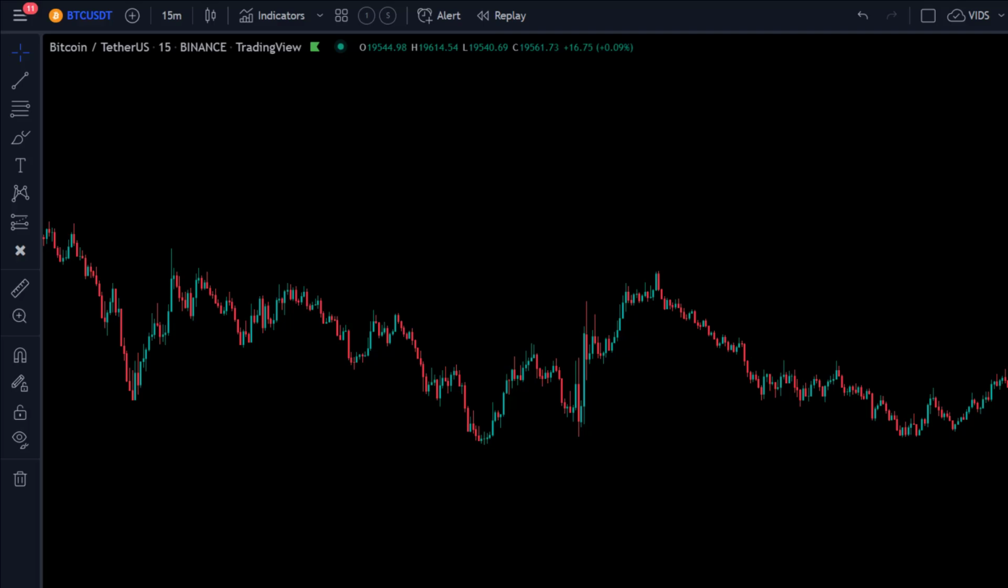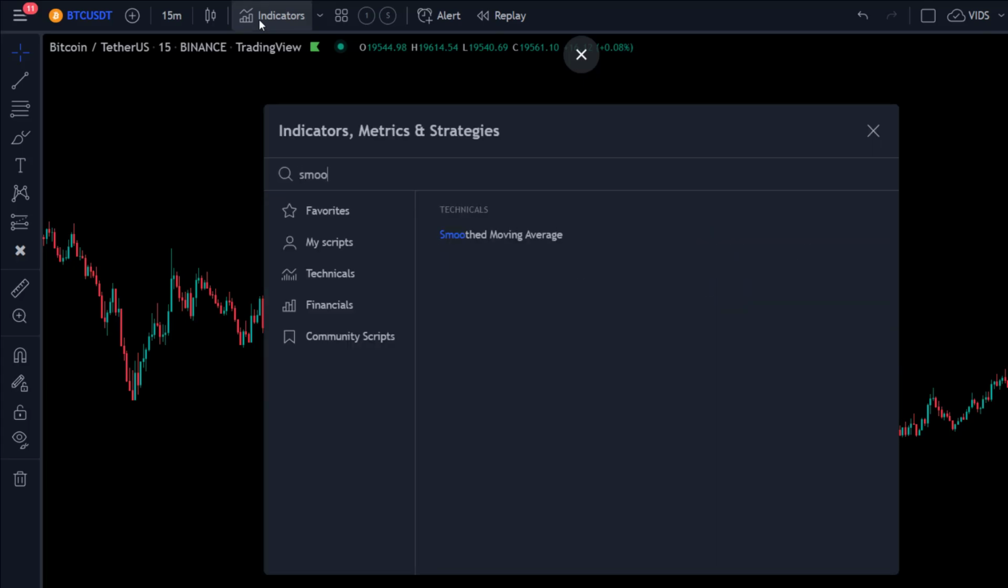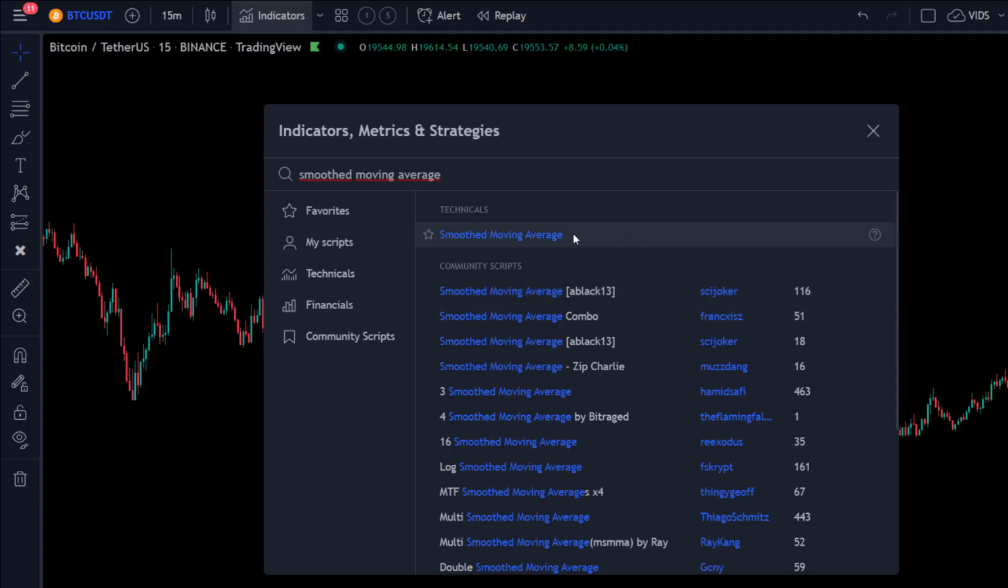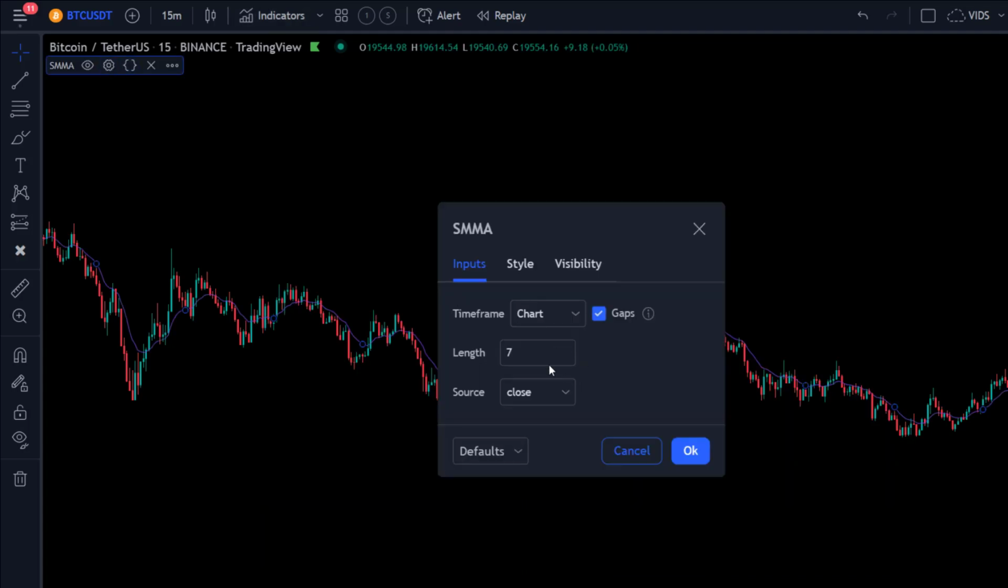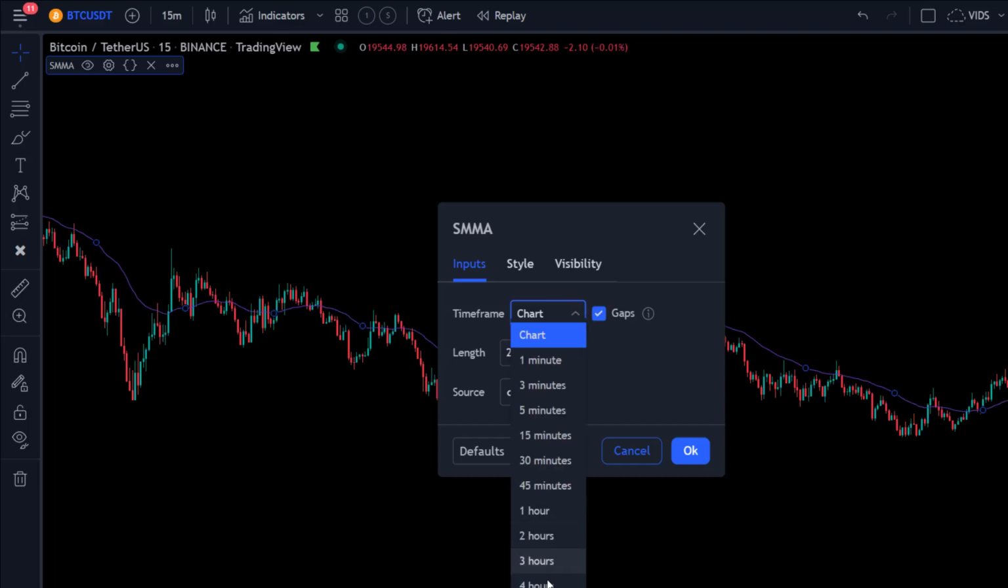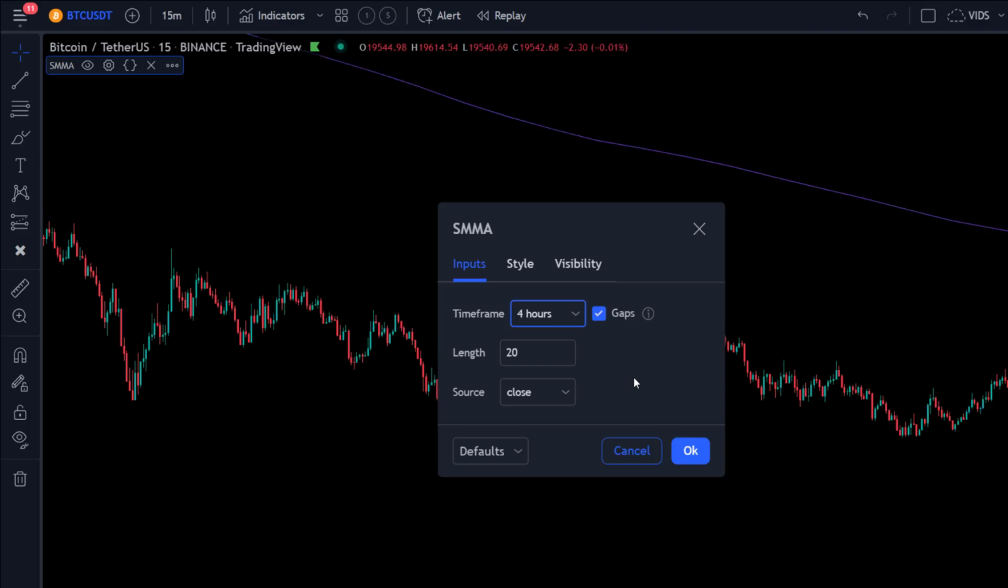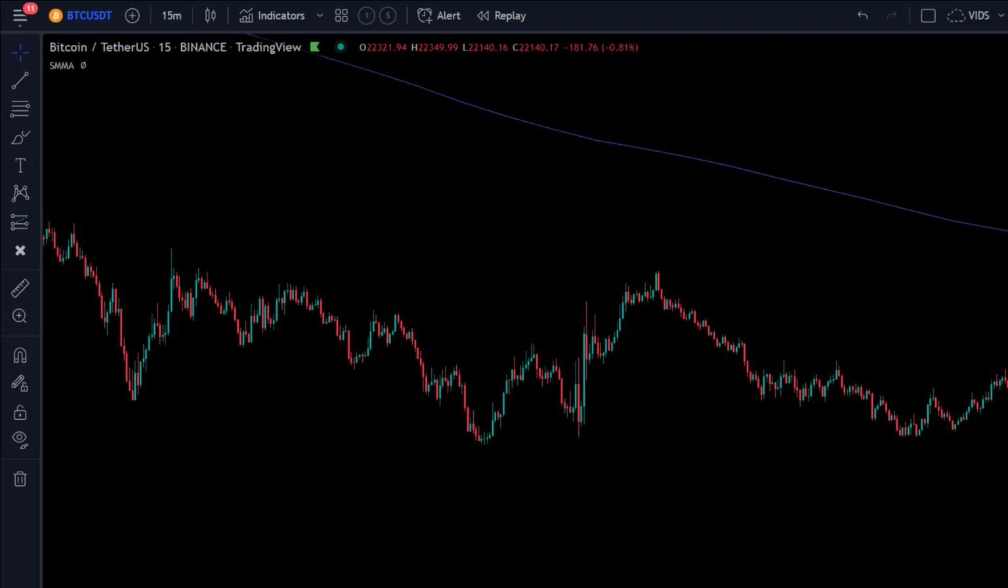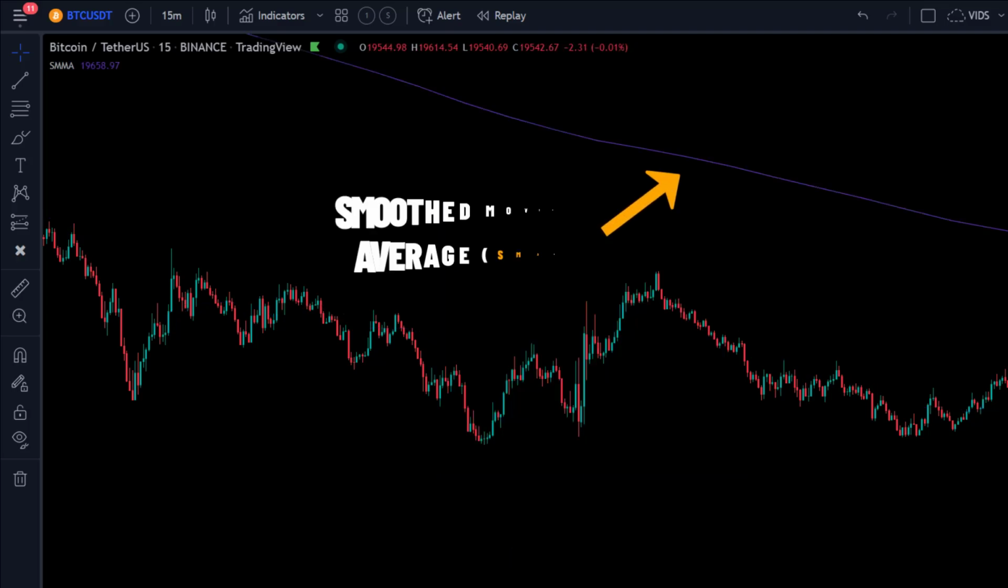We can easily characterize the trend by adding the smoothed moving average indicator to the price. So we fill in smoothed moving average and add this indicator one time. Once you have added the indicator, go to the settings of the indicator and fill in 20 at length, and at chart, we choose the 4 hours chart. This means that it uses the data of the 4 hours price chart. As you can see, the indicator now moves far away from the price. You will often have to zoom out, but not always.